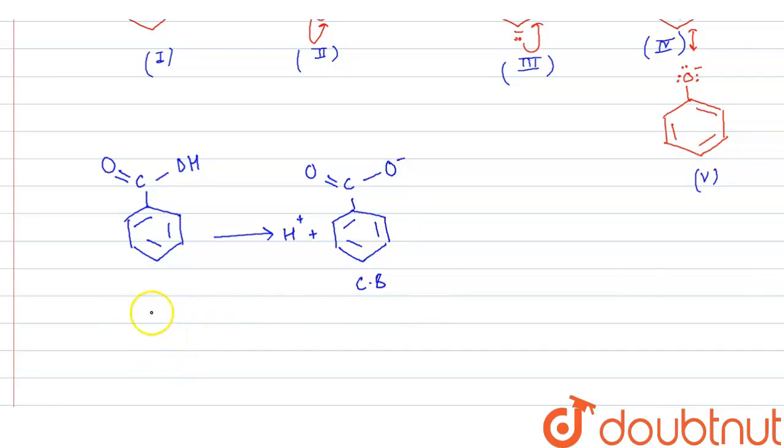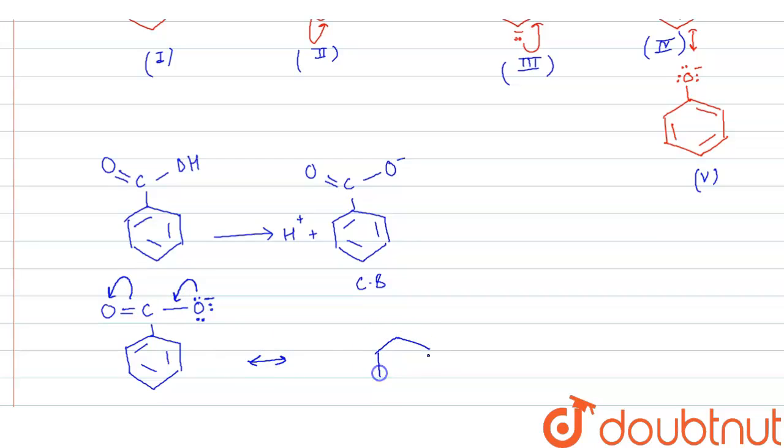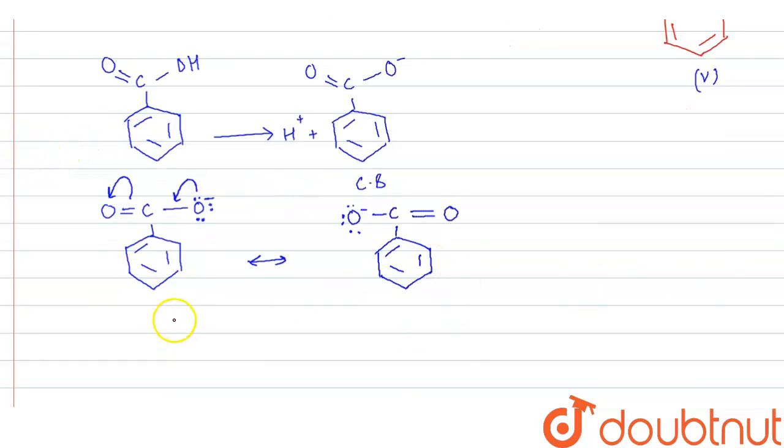So if you look at the resonating structure of this carboxylate ion, we have a negative charge on this oxygen, and there will be an electron pair like this. So when it will transfer its electron here, this bond will break and we get the resonating structure, CO negative, and here we get double bond O. Right. So as you can see, these are the only two possible structures in benzoate ion, first and second.